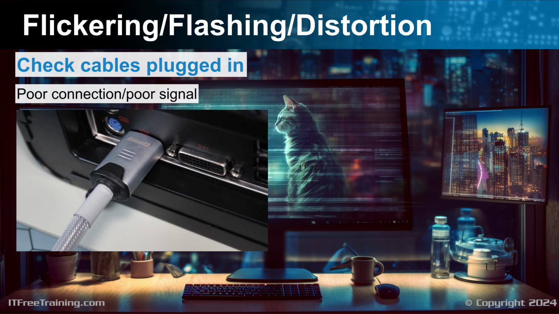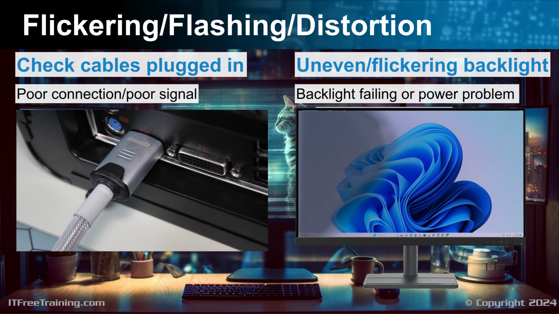If you have problems with uneven or flickering backlight, it may be an indication that the backlight is failing or there's a power problem. The backlight's job is to evenly light the back of the monitor. If it starts failing, the screen may no longer be evenly lit. Capacitors in the power supply are required to provide an even power to the monitor.